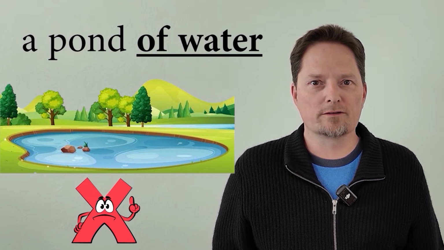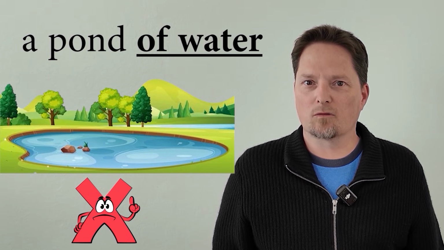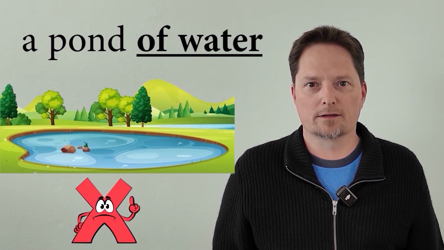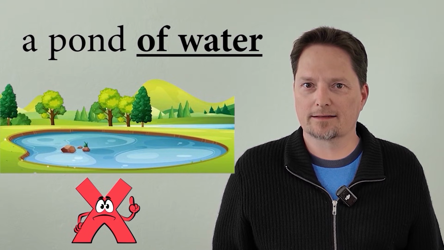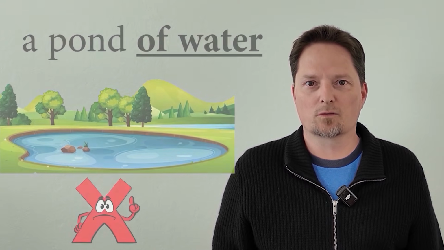We don't say it's a river of water. We don't say it's a lake of water. And we don't say it's an ocean of water. These things are always water. So we just say it's a pond, it's a river, it's a lake, and it's an ocean. We don't use the word water.